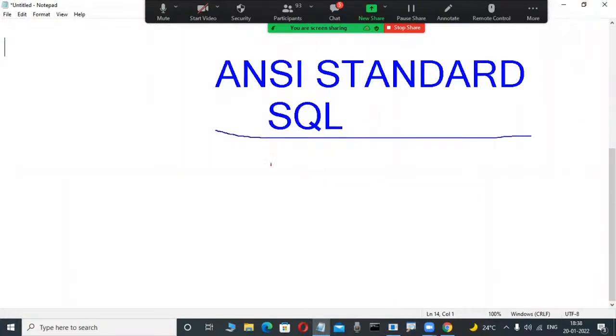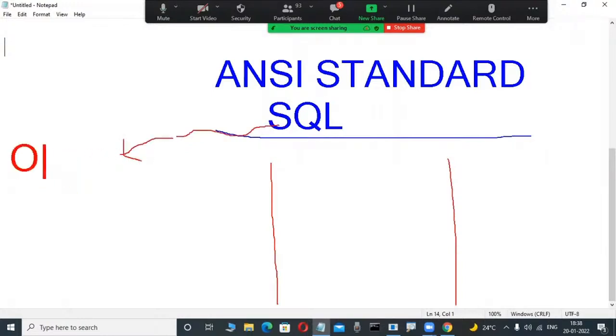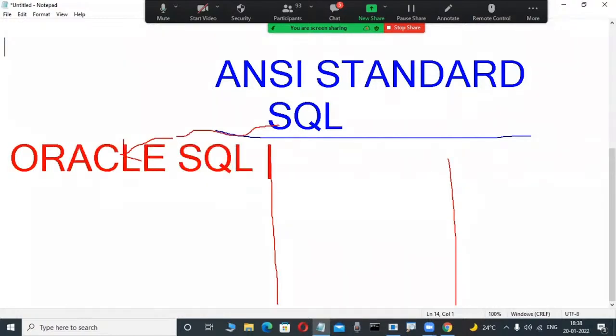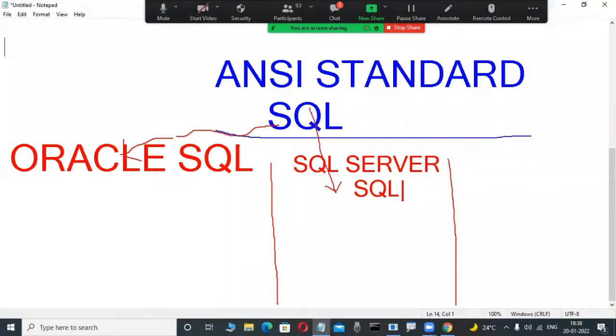I agree, but unfortunately, observe here, from this ANSI standard SQL language, Oracle Corporation created their own SQL that is called Oracle SQL. That is important. So many fellows don't know that. Again, observe here, SQL Server, a Microsoft product, created their own SQL from this ANSI standard SQL that is called SQL Server SQL.